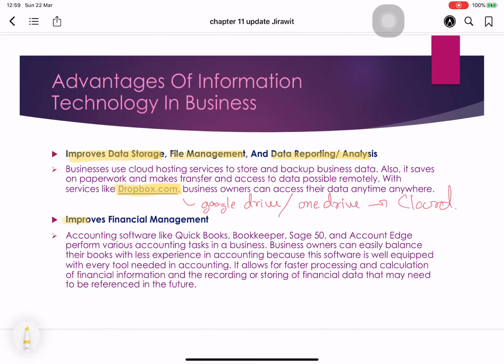And this time we use a lot of financial applications, or we can transact money, right? We have applications and platforms that you can use to transact money. Okay, it is easy to balance debit and credit and accounts because the software is well equipped for financial management.